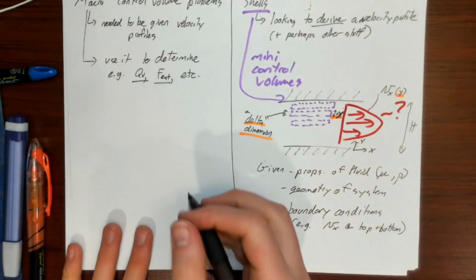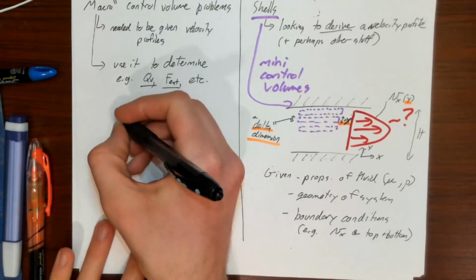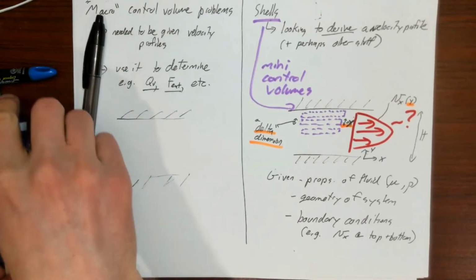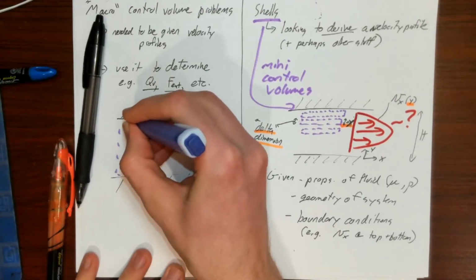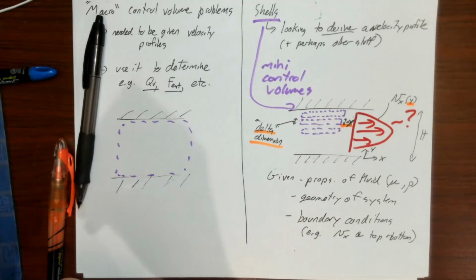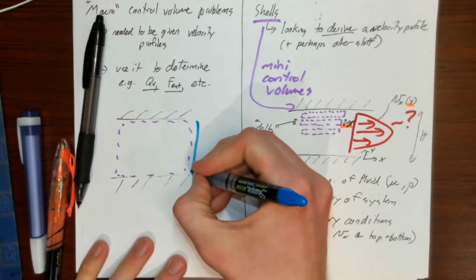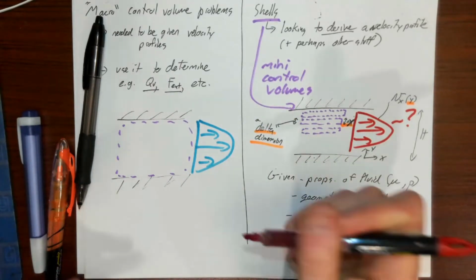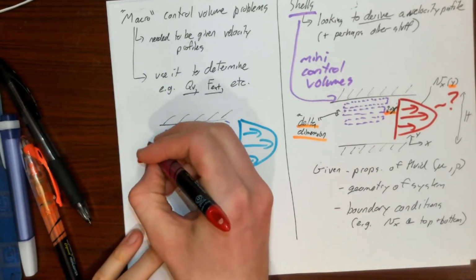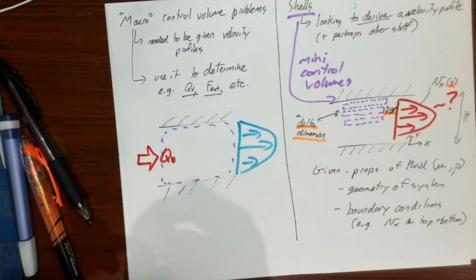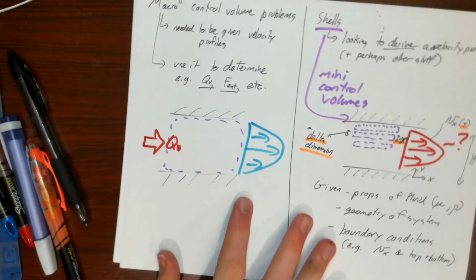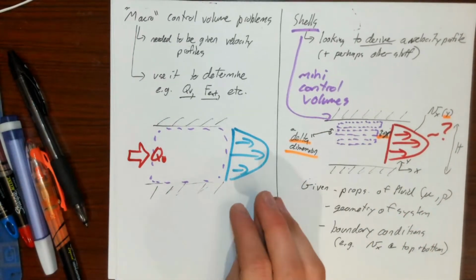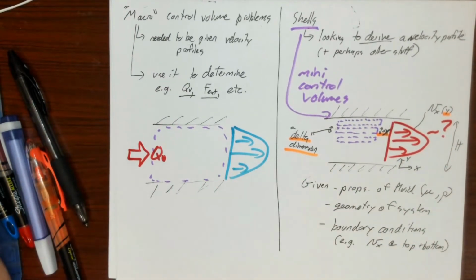a velocity profile. And we can contrast this to these macro control volume problems where, for example, we drew a control volume maybe around the whole system. We were given information about a velocity profile, and maybe we derived what the volumetric flow rate was, or something like that, right? So these approaches are complementary in some problems, but distinct in terms of what our goals are.